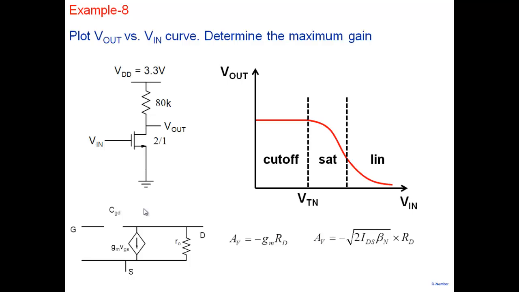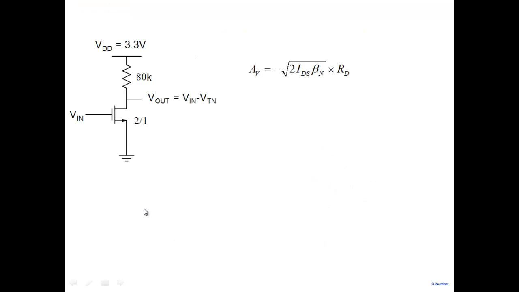So what I'm looking for is this boundary. What is this boundary between saturation and linear? Where is this boundary occurring? And once I can find this boundary, then I can find this voltage. Then once I know the voltage, I know the current, and I'll know this transconductance, and I'll know the gain and everything. Okay, so let's do that here.